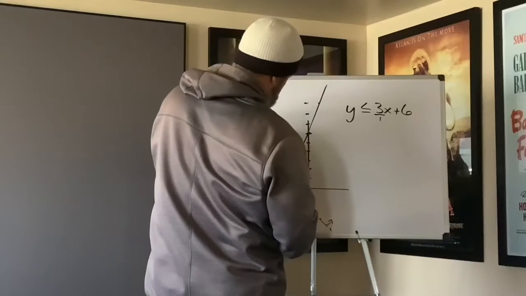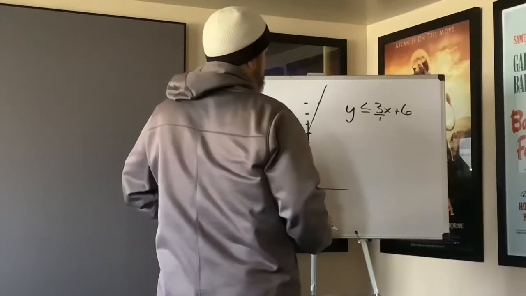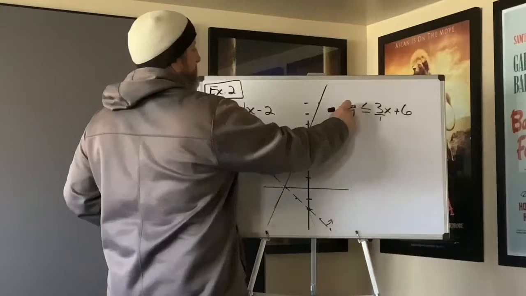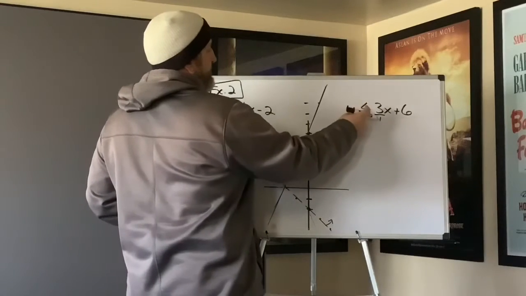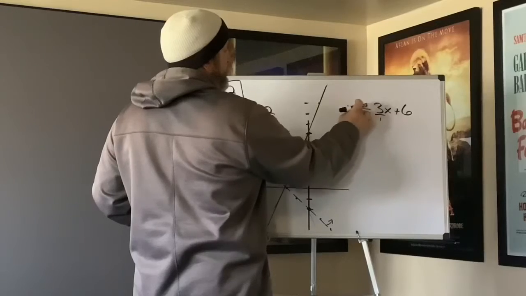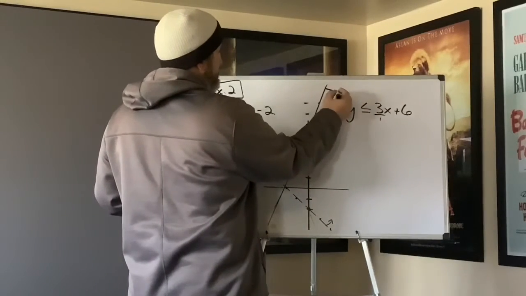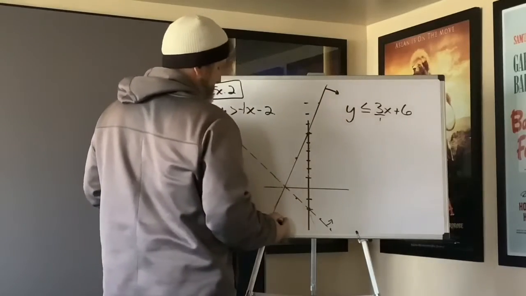Okay, solid line. Shade above or below? Well, it says less than. Y is less than or equal to, right? The alligator's eating this, so this must be greater, so Y must be less. Y is less than all of that, so obviously we shade underneath the roof if it's less than.